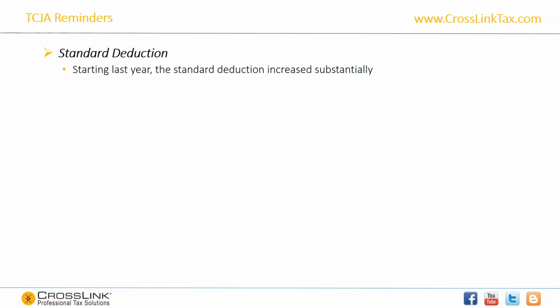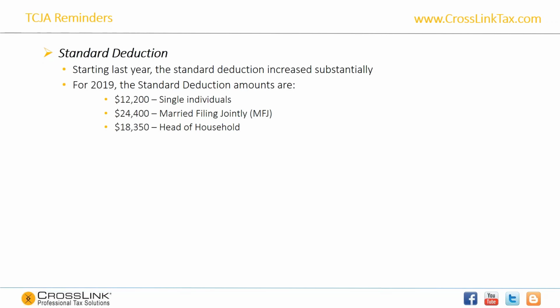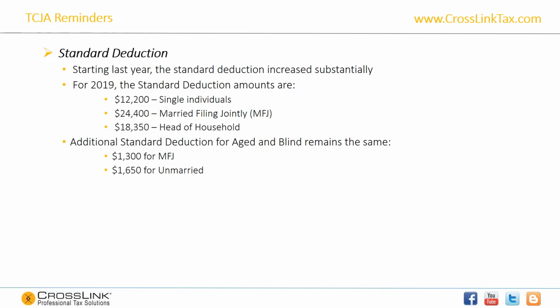What we find out of that is that a vast majority of taxpayers are now taking standard deductions. What are the numbers for this upcoming year? They are as follows: $12,200 for single individuals, $24,400 for married filing jointly, and $18,350 for head of household. I believe there was a slight increase in each of these due to inflation over what they were last year.